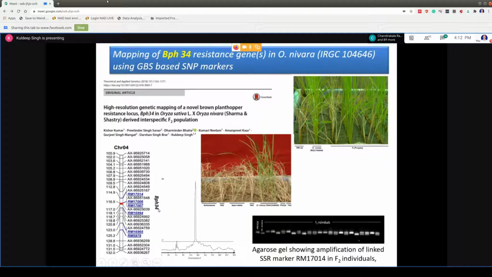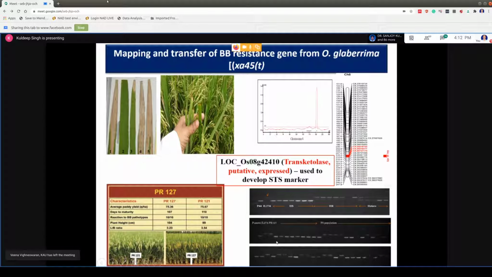This is one PhD student who did it, starting from generating the populations to mapping, and this is fine mapping actually, and we knew the SNP markers and the STS markers which are now linked to this gene. We have a successful example of another gene called XF45. This has been published recently, it has come from Glaberrima. This is the only gene which is effective against all the 10 virulences in Punjab. We now have 10 pathotypes of bacterial blight.